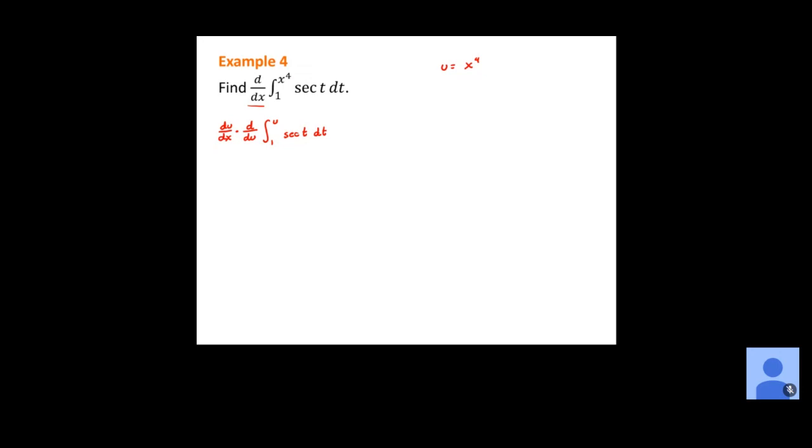So now I just need to know what is du dx. Well, I can calculate that over here. So what is du dx going to be? Four x cubed, right? So just using our power rule, that should give us 4x cubed. Now we can just substitute everything in. So we're basically saying this is 4x cubed times, and what is the derivative with respect to u of the integral from 1 to u of secant t dt going to give us? So we're taking the derivative here with respect to u of an integral that goes from some value to u. So what can we do now?